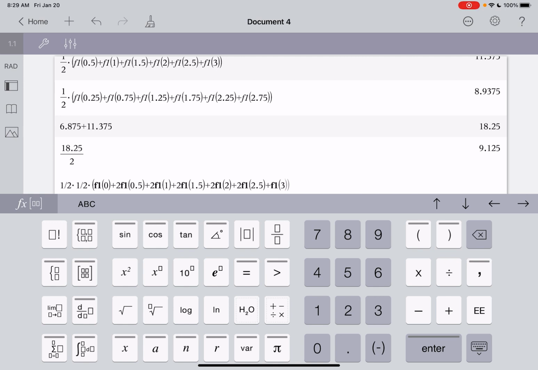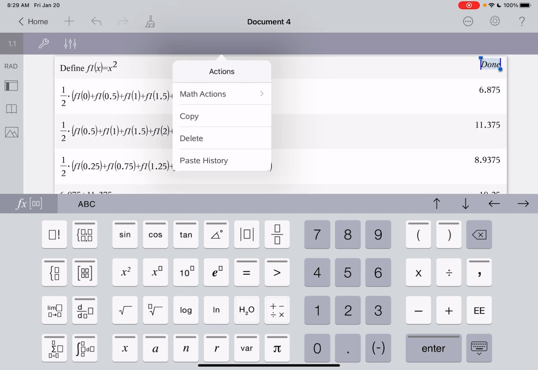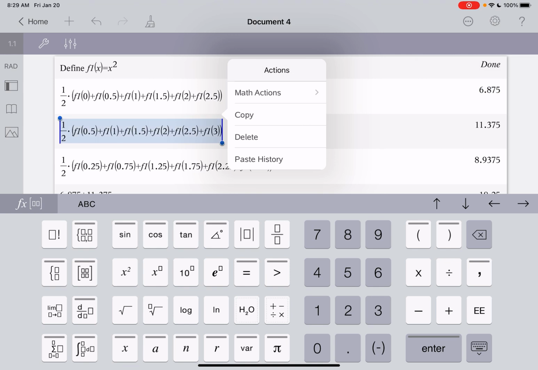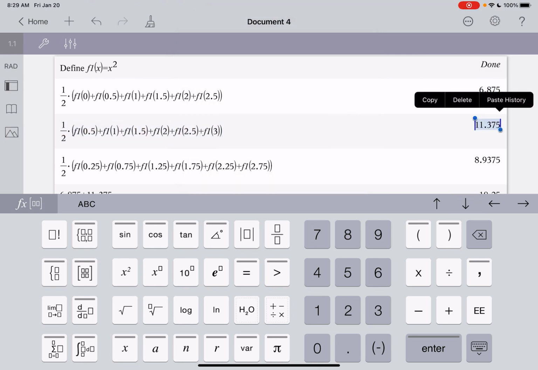Now I'm hoping here for an answer that's somewhat in the neighborhood of what we've been dealing with before. Some of the answers I've come up with, in fact, let's just scroll up and see some of them here, right, guys? I think that our first approximation, the left, was 6.875. We thought that was too low. The right endpoint approximation, 11.375, was probably too high.